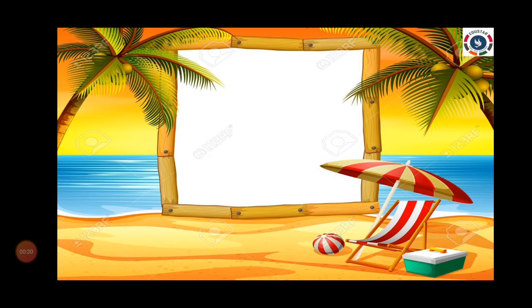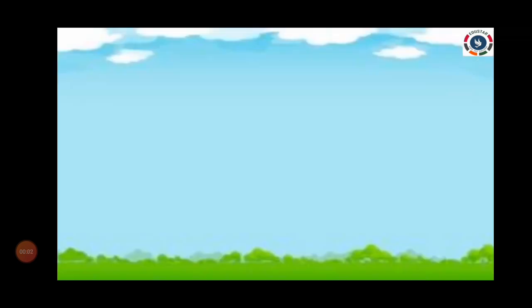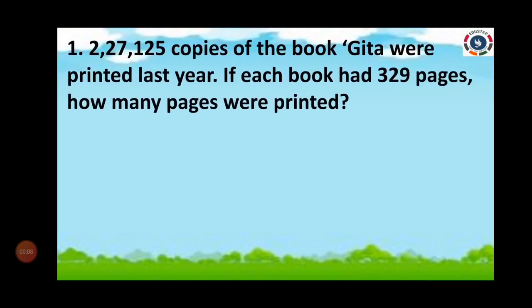Okay, now we are going to study the new topic, that is word problems in multiplication. Now I am going to explain word problems in multiplication through some examples. Number 1. 2,27,125 copies of the book Gita were printed last year. If each book had 329 pages, how many pages were printed?